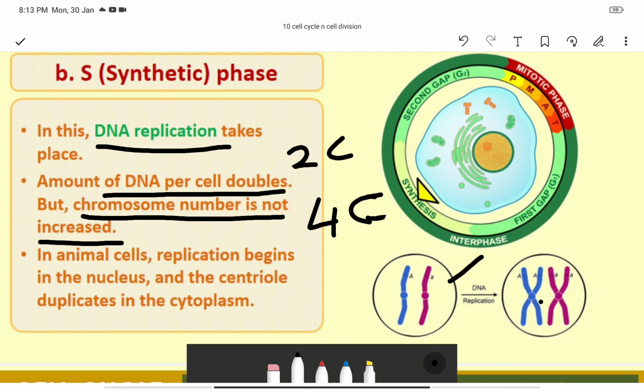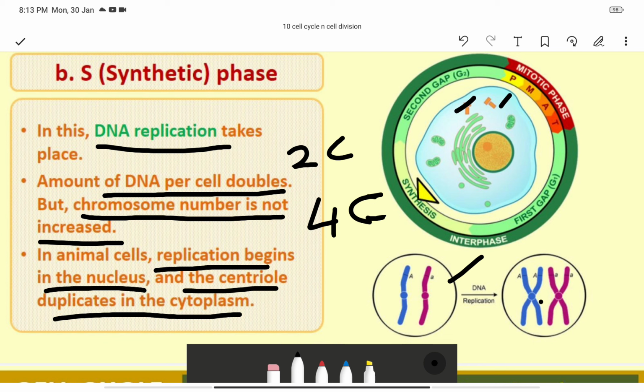In animal cells, replication begins in the nucleus and the centriole duplicates in the cytoplasm. See, these are the centrioles, which duplicate and then move to both ends of the cell.